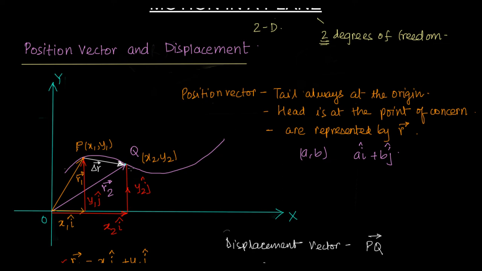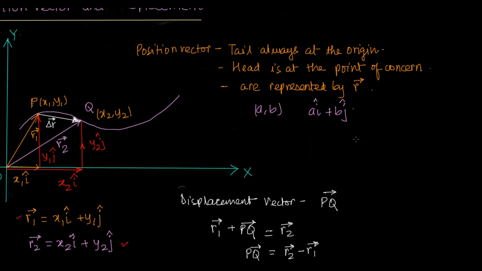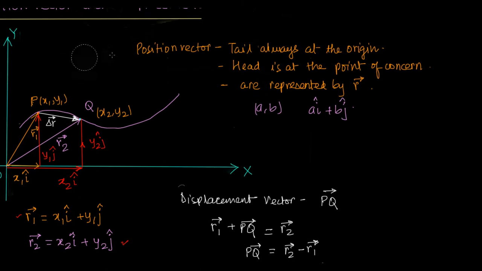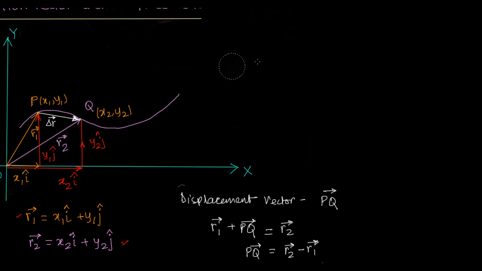After having understood what my position vectors are and what my displacement is, let us try to discuss how we find out velocity for a particle which is moving in a plane. So we come to the concept of velocity. Now, what is velocity exactly? We have said that velocity is nothing but displacement upon time, correct?